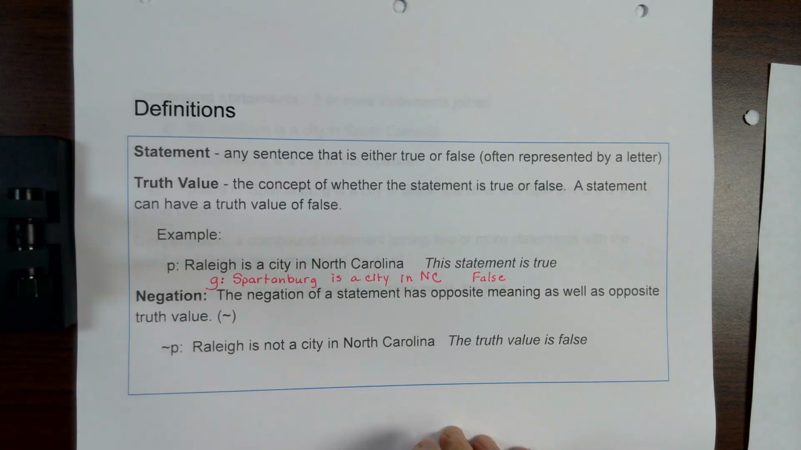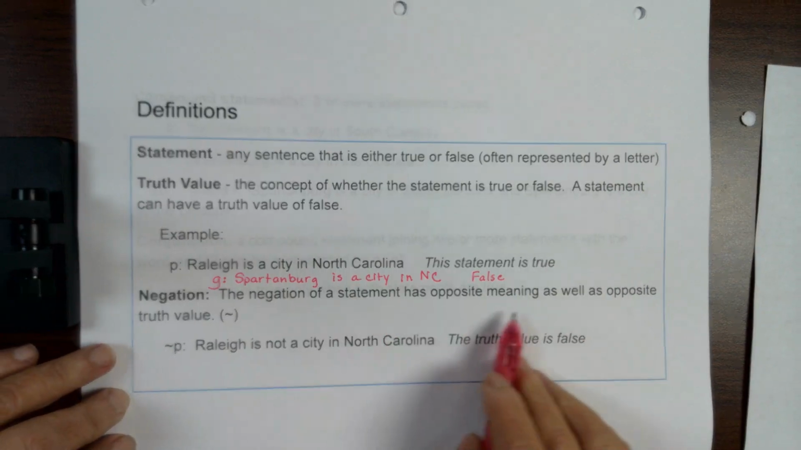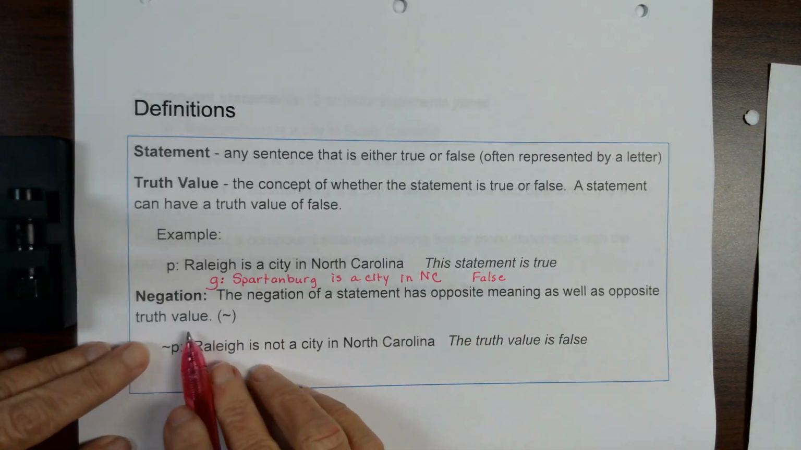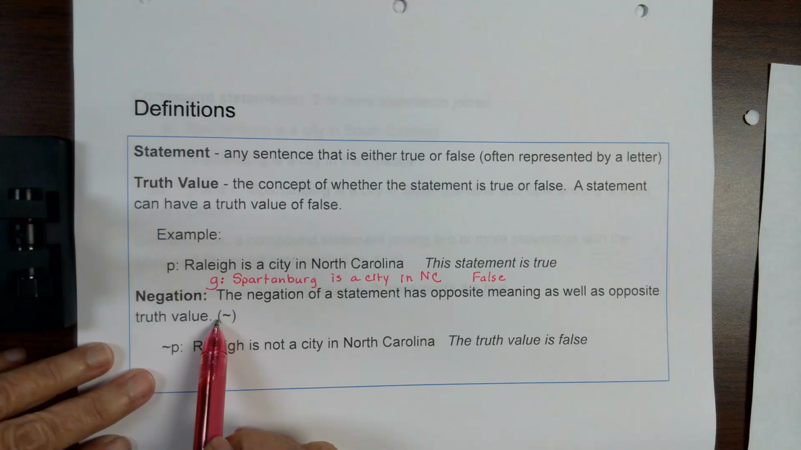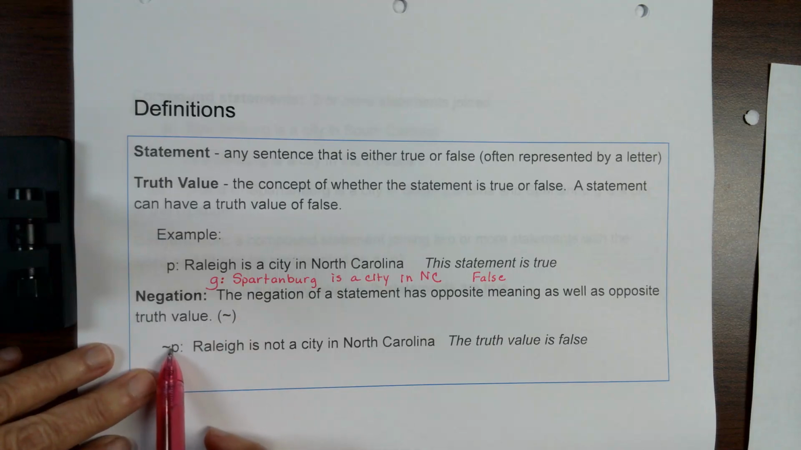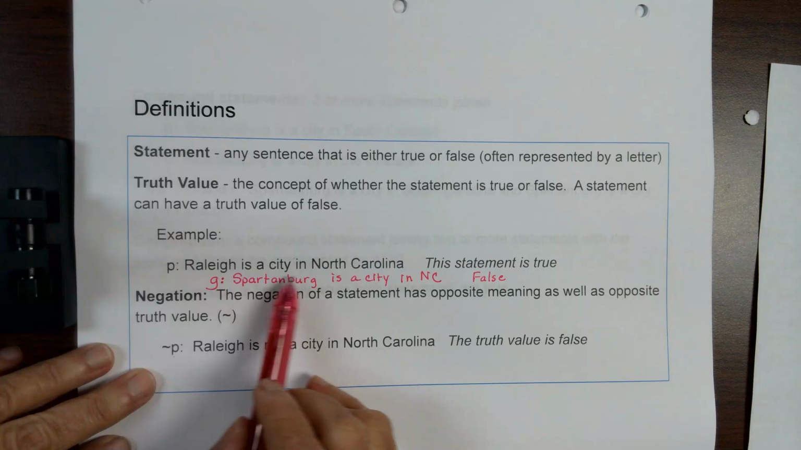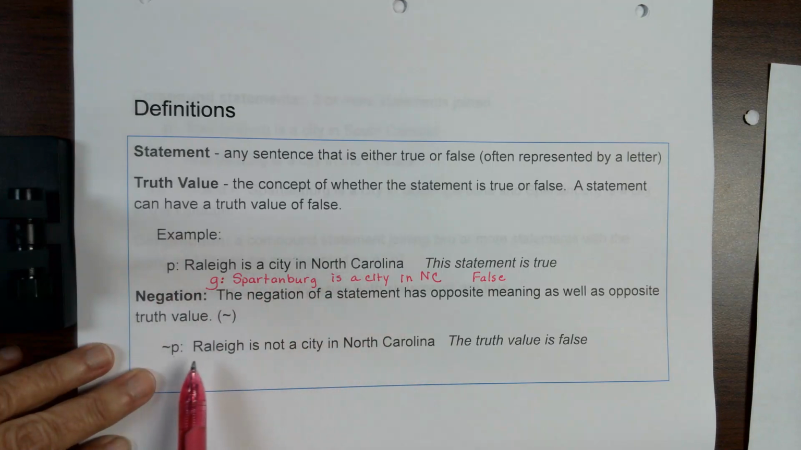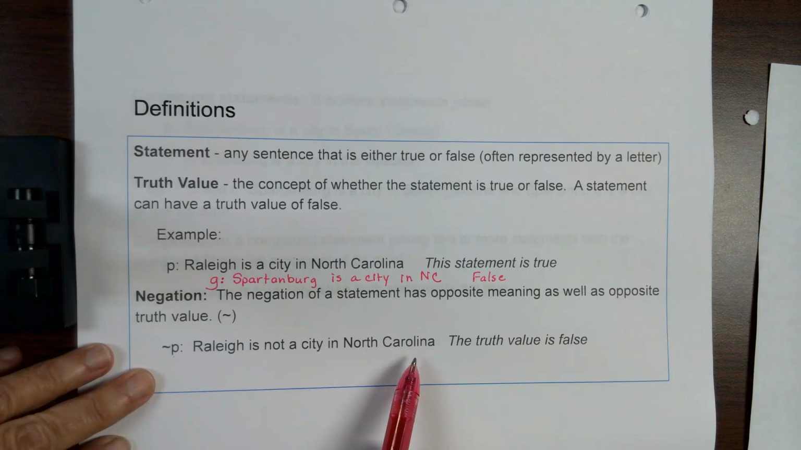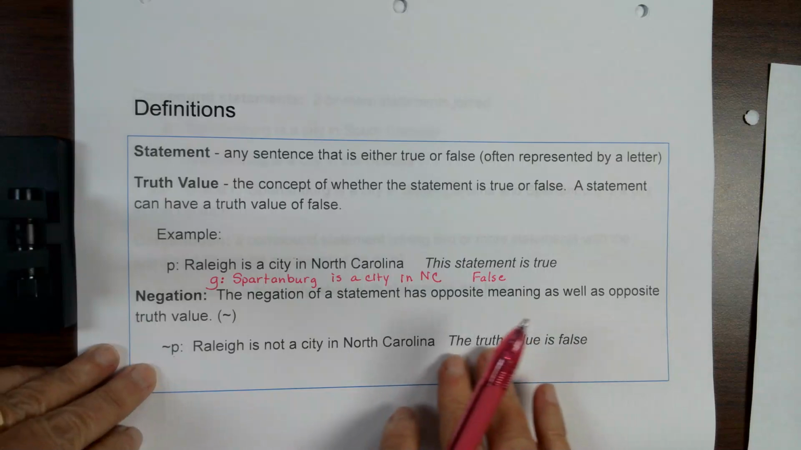The negation of a statement has opposite meaning as well as an opposite truth value. It's done by a little twiddle. So when I put a twiddle in front of this P, and I look at what statement P is, now I know the negation of P is Raleigh is not a city in North Carolina. The truth value of that is false.